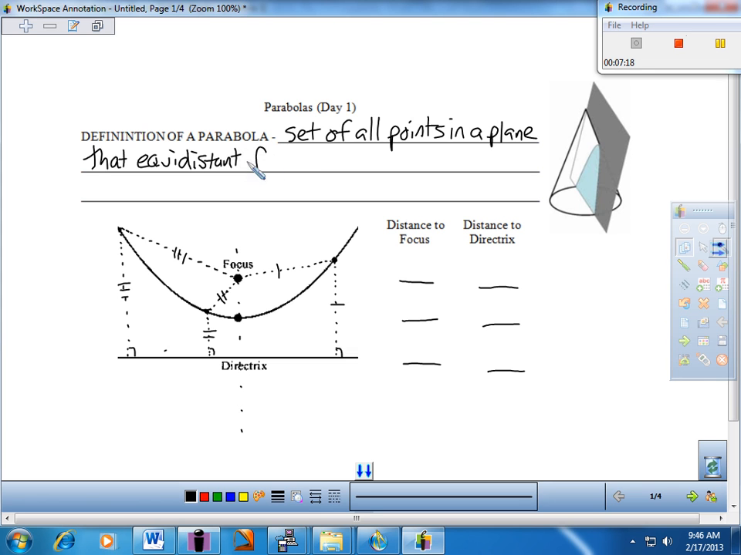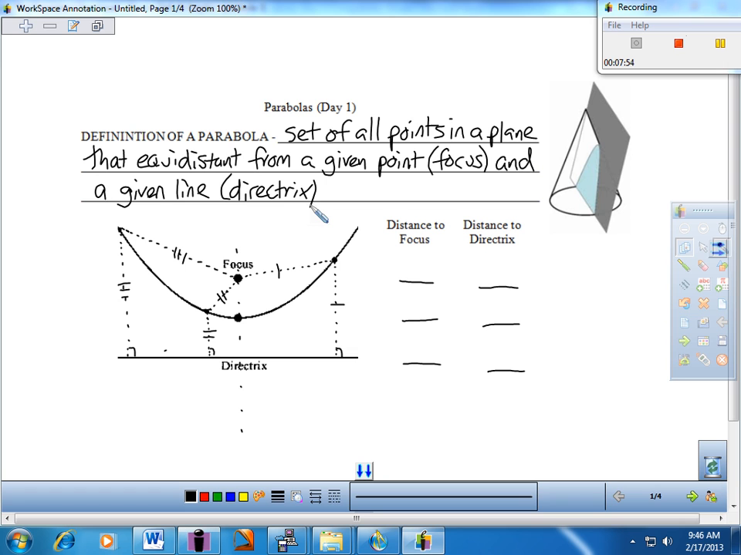So equidistant from a given point, and that given point, everybody, is going to be called the focus. And in this case, a given line. And that given line is what is called the directrix. And that looks really quite outstanding. Very, very cool. Okay, so we kind of did that with our parabola that I gave you there. I'm hoping you saw those results as best as possible. If it's not perfect, don't worry about it too much there.